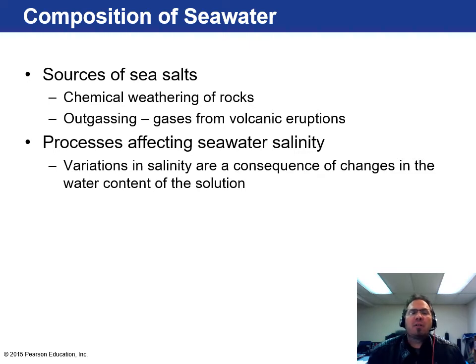Now, the sources of the salt come from chemical weathering of rocks and what's called outgassing from volcanic eruptions, both from underneath the ocean and, obviously in the air. The variations are a consequence of the changes in the water content. The density of the water can change, and we'll talk about that in terms of temperature and whether it's at higher latitudes or lower latitudes. But not all ocean water is the same exact salinity. There are some areas that have a bit more salinity than others.